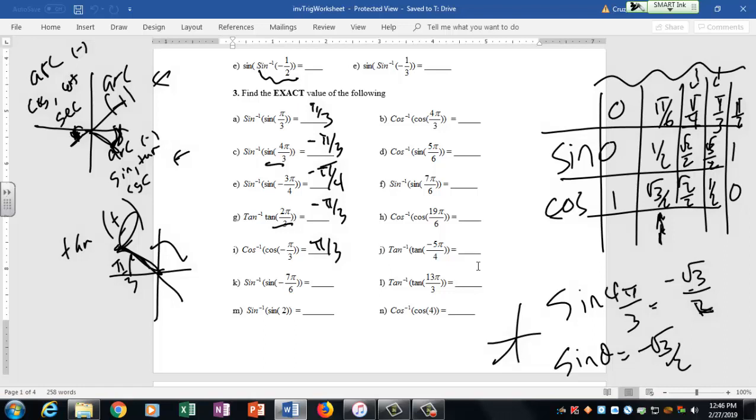Sine negative 7 pi over 6. What quadrant is that? It is the second quadrant. 7 pi over 6 is 1 and 1/6 pi, right? Going this way, it'd be quadrant 3. But it's negative 7 pi over 6, so it's going upside down, which takes you to quadrant 2. Is sine positive or negative in quadrant 2? It's positive. So where is arc sine positive at? Quadrant 1. So it is pi over 6.